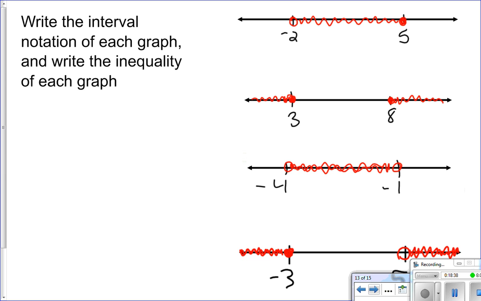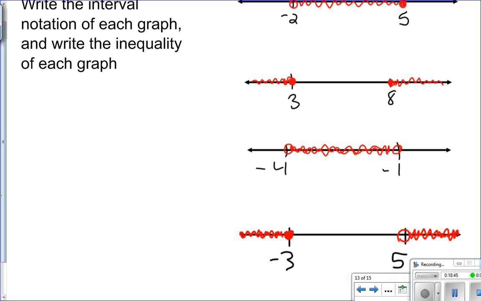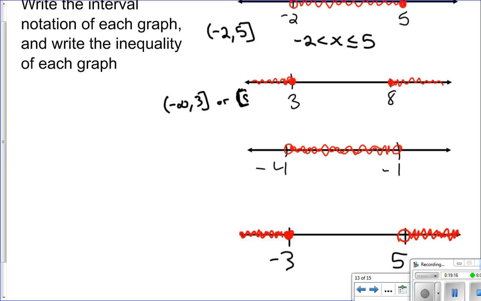So write the interval notation of each graph and write the inequality of each graph. Try this one right now. So the interval for this one is -2 to 5, and it's x is greater than -2, less than or equal to 5. For this one, it's negative infinity to 3, and then bracket 8 to positive infinity. And we write this one as x is less than 3, or x is greater than 8.